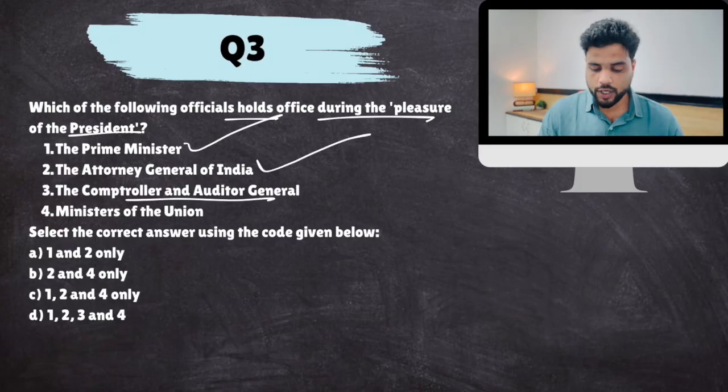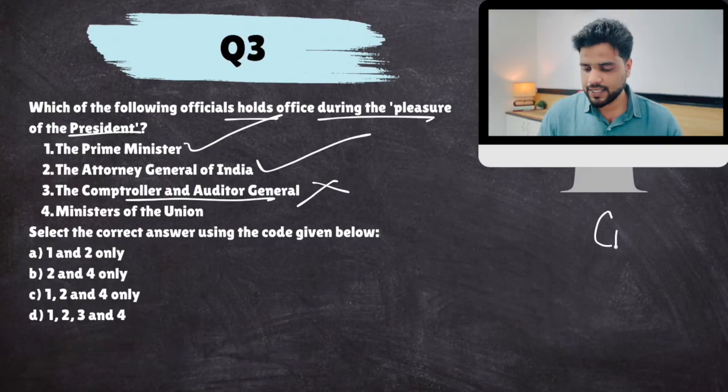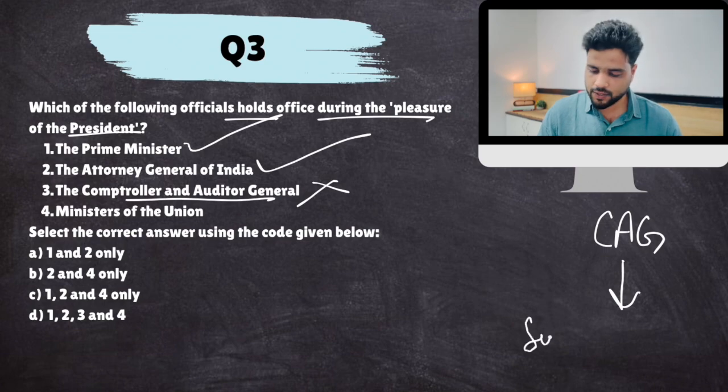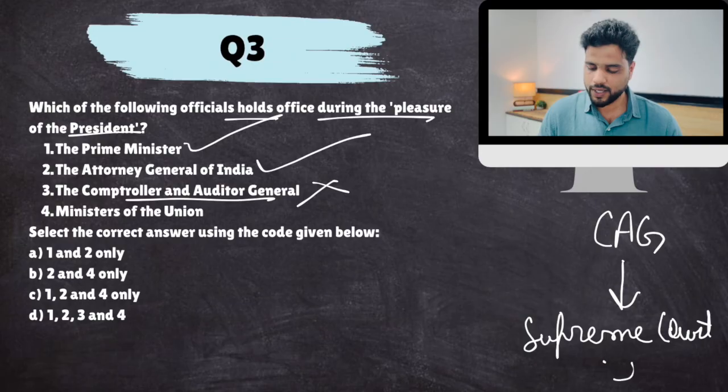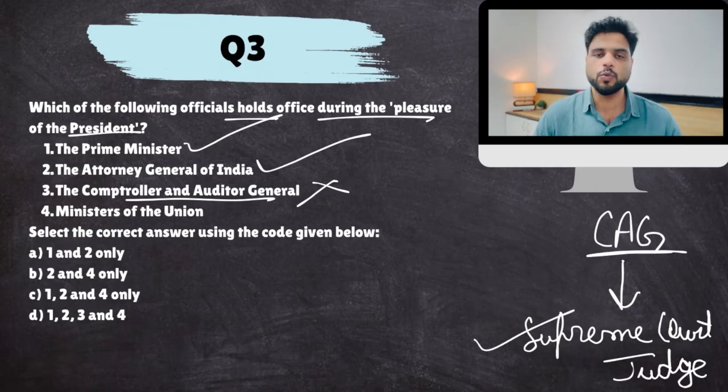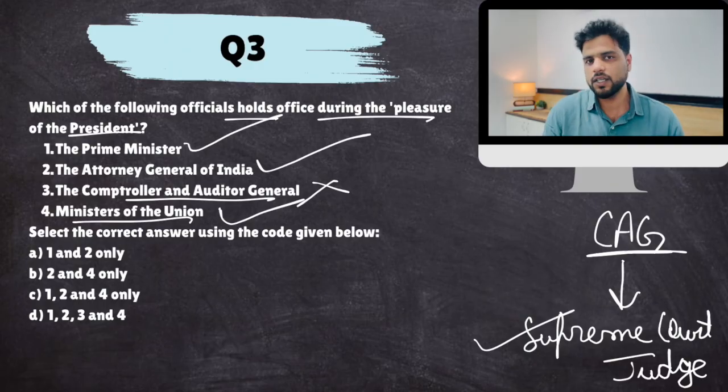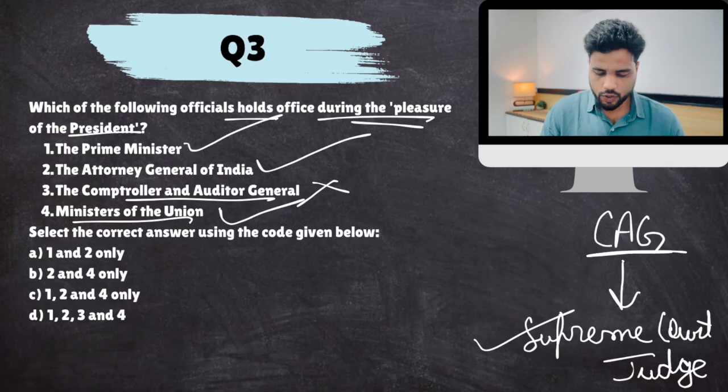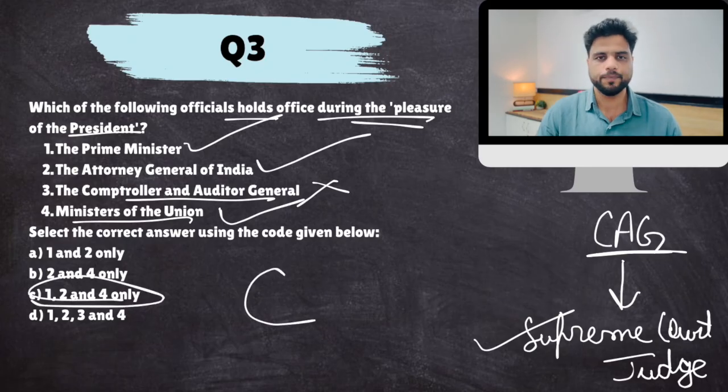Comptroller and Auditor General of India, no, because our constitution clearly says that the CAG of India shall be removed in the same manner as a Supreme Court judge, which is a very difficult process. So the president cannot dismiss CAG just like that. CAG can only be removed like a Supreme Court judge. Ministers of the Union, yes, any minister can be dismissed by the president. The technical term is pleasure of the president. So the answer would come out to be 1, 2, and 4.